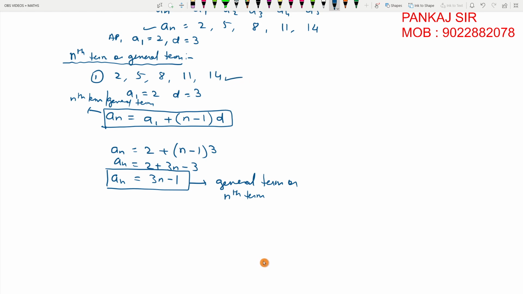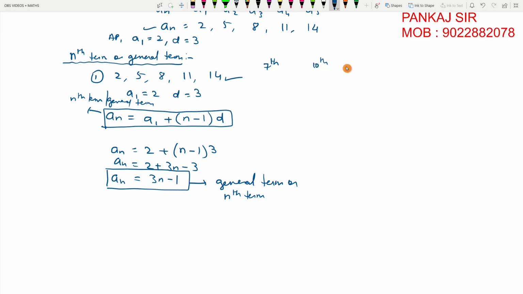Is that clear? Now you may wonder how this general term is going to help you. This general term will help you in finding the other terms of this sequence. This is a sequence, so it should go on, right? Only the first 5 terms are given. But suppose I want to find out the 7th term. Suppose I want to find out the 10th term.